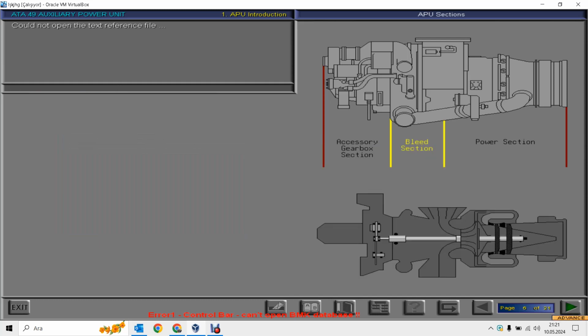The bleed section of the APU must make sure that sufficient bleed air is supplied to the aircraft pneumatic system. On most modern APUs you will find a separate compressor for this task. This compressor is usually called the load compressor.